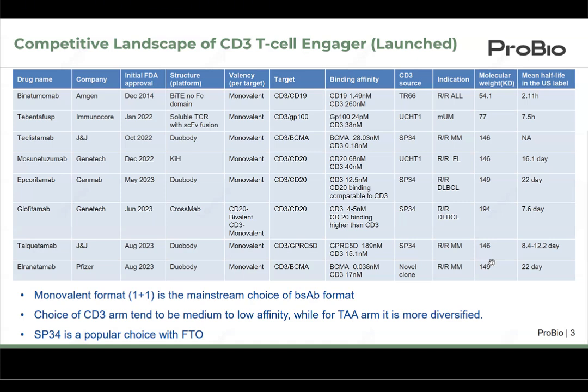In addition to that, the choice of the CD3 arms tends to be medium to low affinities, while the affinity for the TA arms is more diversified. And again, SP34 is a popular choice for the CD3 arms. All of these 3 features derive from the concerns of the common safety issues of the CD3-based T-cell engager. We will get into more details regarding these particular concerns in the next couple of slides.